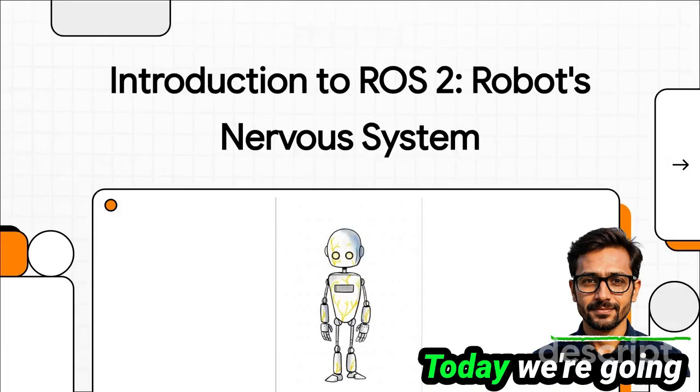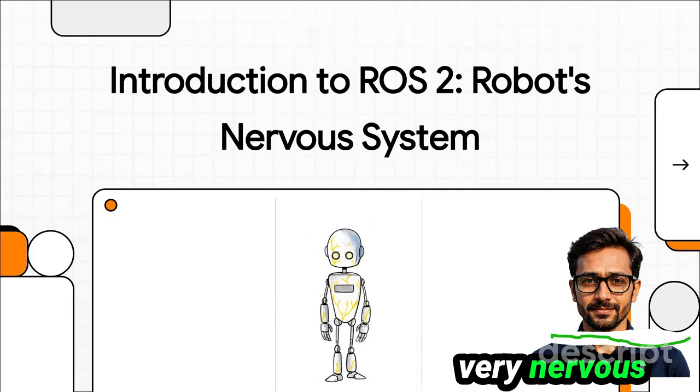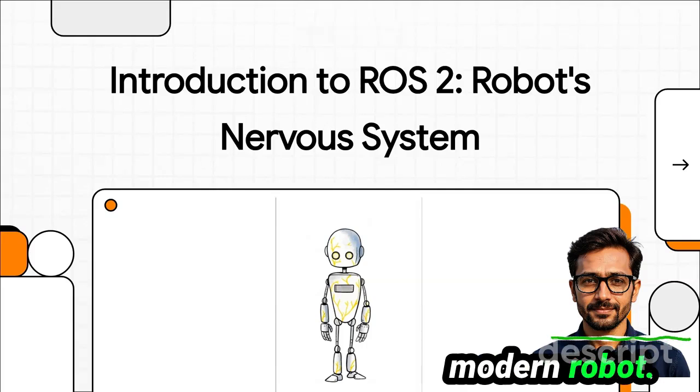Hello and welcome. Today we're going to dive deep into something truly fascinating, the very nervous system of a modern robot. We're talking about ROS1.